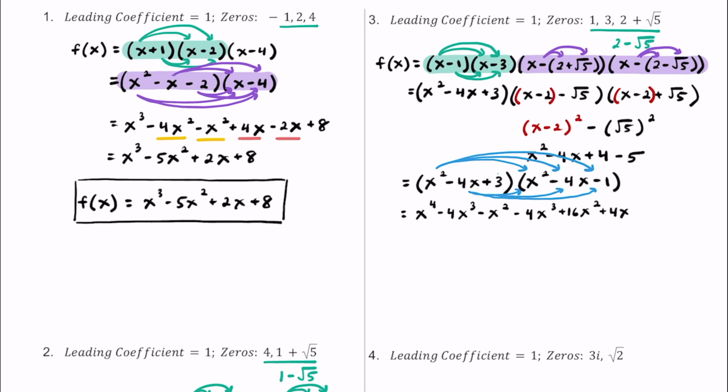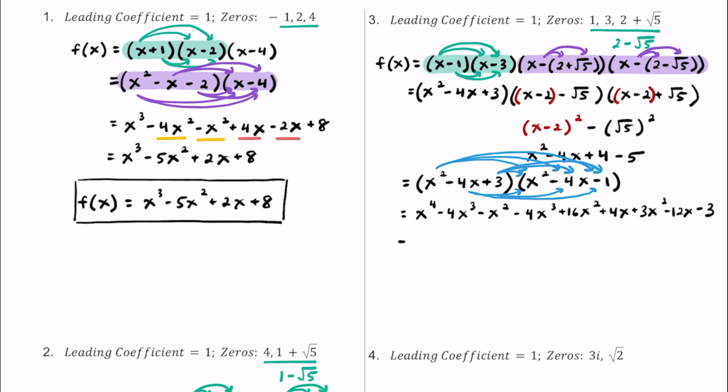Finally, for this positive 3 times this x squared is going to be a positive 3x squared. Then multiplying this positive 3 by the negative 4x, that's going to be negative 12x. And then for this final one, we have 3 multiplied by negative 1, and that's going to be minus 3.